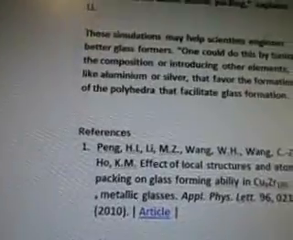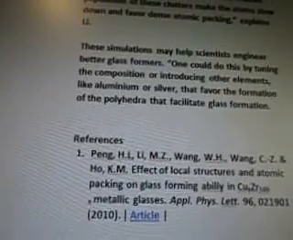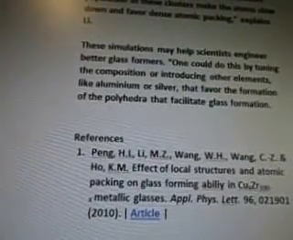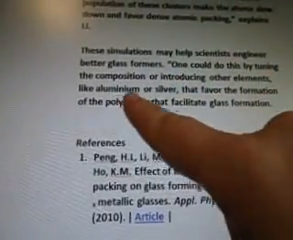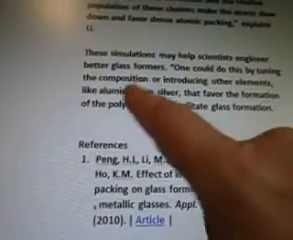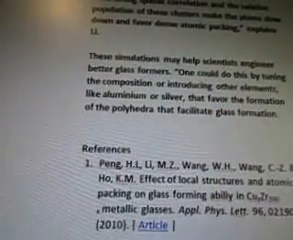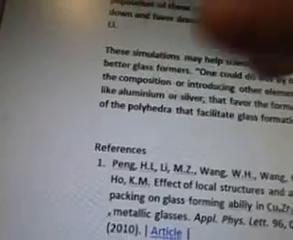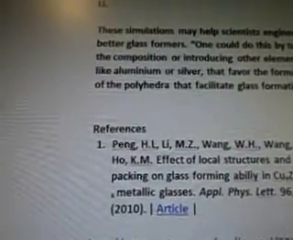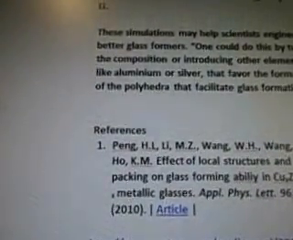These simulations may help scientists engineer better glass formers. One could do this by tuning the composition of or introducing other elements, which would be our superalloys, right? Like aluminum or silver. Now, we do have aluminum and silver alloys, and the type of silver and how to mix it together with the ligands to actually make them change shape. That's in the WOW data between lines 1 and 22.